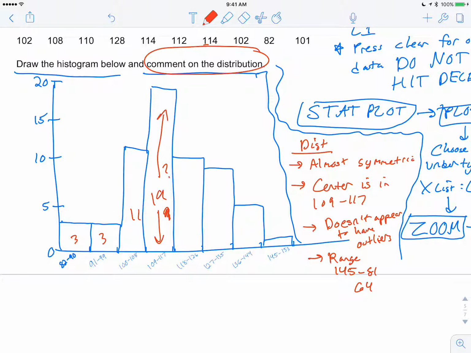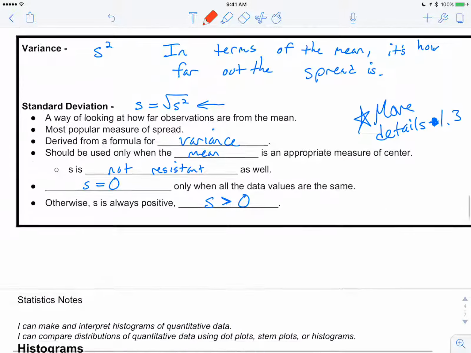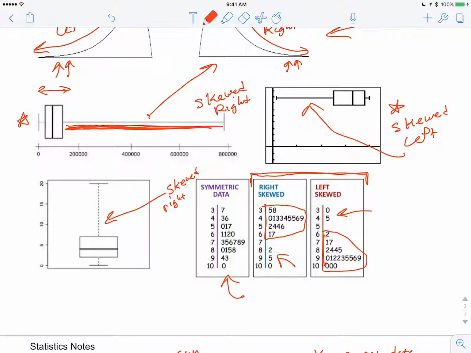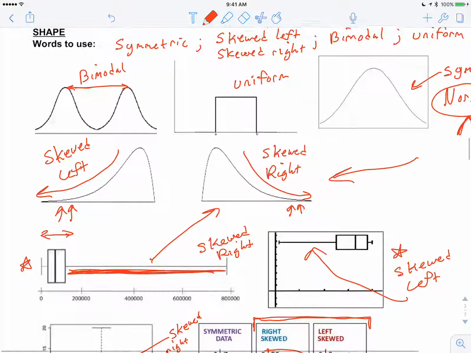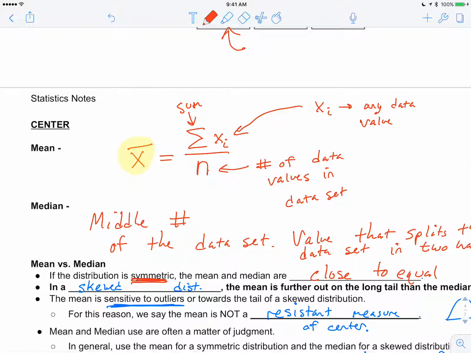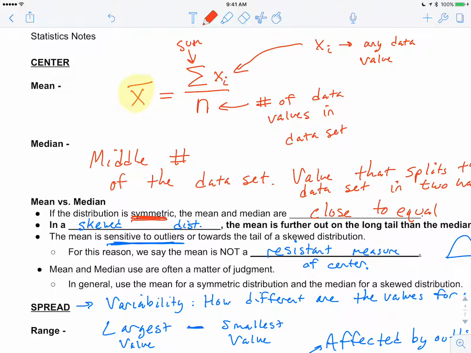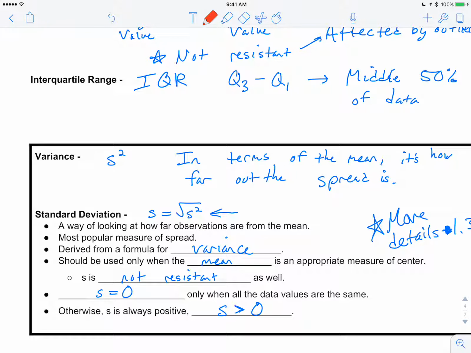But you definitely need to know shape, center, spread over and over and over again. Look over this page, making sure you understand those words, how to use them, what they look like on a box plot or a stem plot or just a regular old graph curve. Talk about the center, mean, median, that's review. We did some new notation up here. Make sure you know your summation notation or sigma notation. We defined n, we defined x bar, and we also talked about variance and standard deviation. More details to come in section 1.3. We'll actually talk about how it's derived moving forward. And that's it for section 1.2.